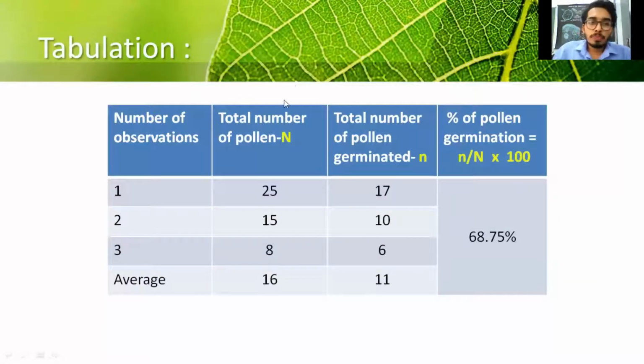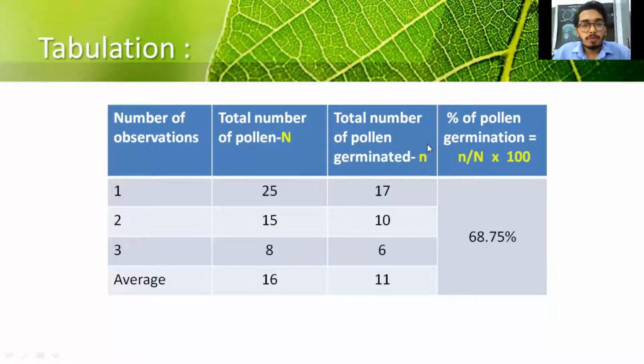For tabulation, the first column will be the observations, that is the number of readings which have to be taken. The second column is the total number of pollens counted in a microscopic field, abbreviated as capital N. In the third column, the total number of pollens germinated under the same microscopic field, abbreviated as small n.